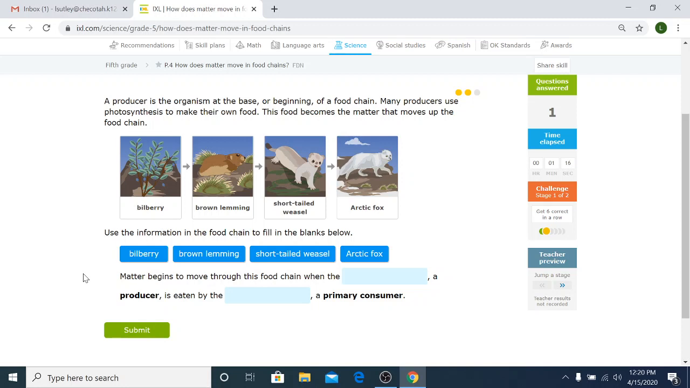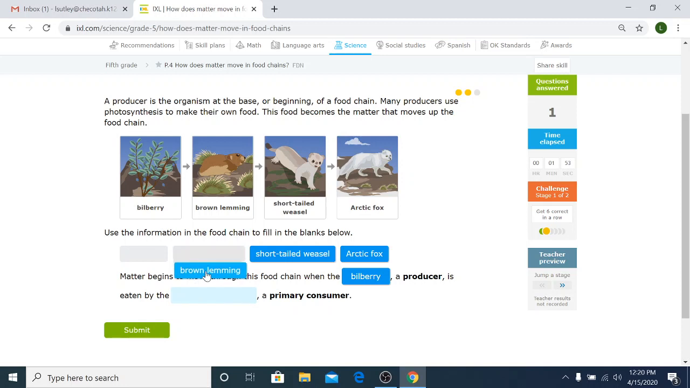Now we have a two-part question. A producer is the organism at the base or the beginning of the food chain. Many producers use photosynthesis to make their own food. This food becomes the matter that moves up the food chain. Use the information in the food chain to fill in the blanks below. Matter begins to move through the food chain when the blank, a producer, okay, so it begins with a bilberry, a producer, is eaten by blank, a primary consumer. So the brown lemming would be a primary consumer.